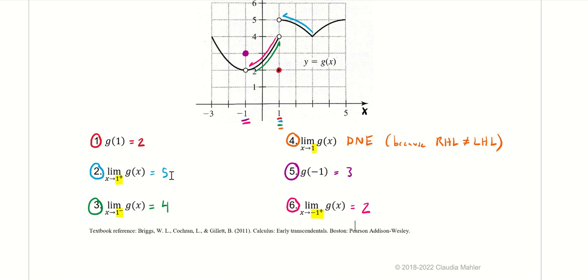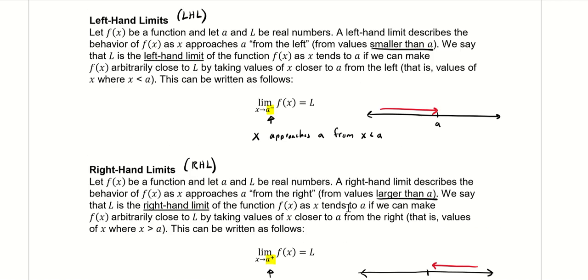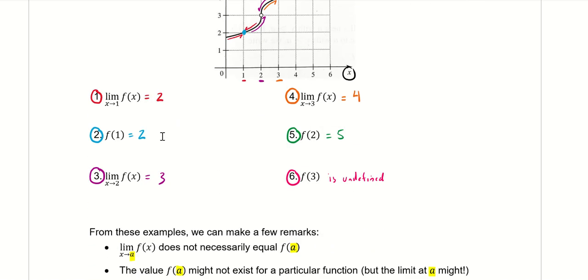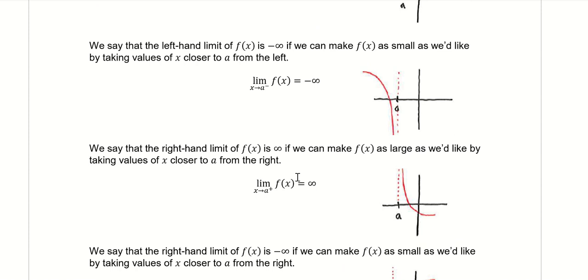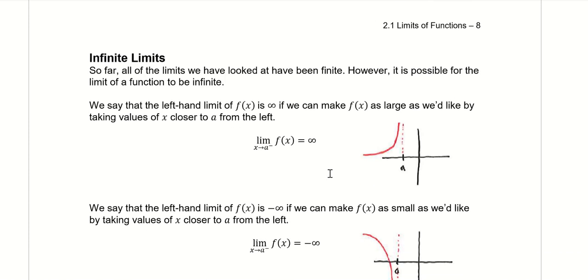So if we look at all the limits we've calculated so far, this 5, this 4, this 2, up here earlier we had a 2, a 3, a 4, all of our limits so far have been finite. They've been numbers. However, it is possible for the limit of a function to be infinite. So you can have a limit that's positive or negative infinity, just meaning that the function is going to keep increasing or decreasing without bound as you approach a specific value.